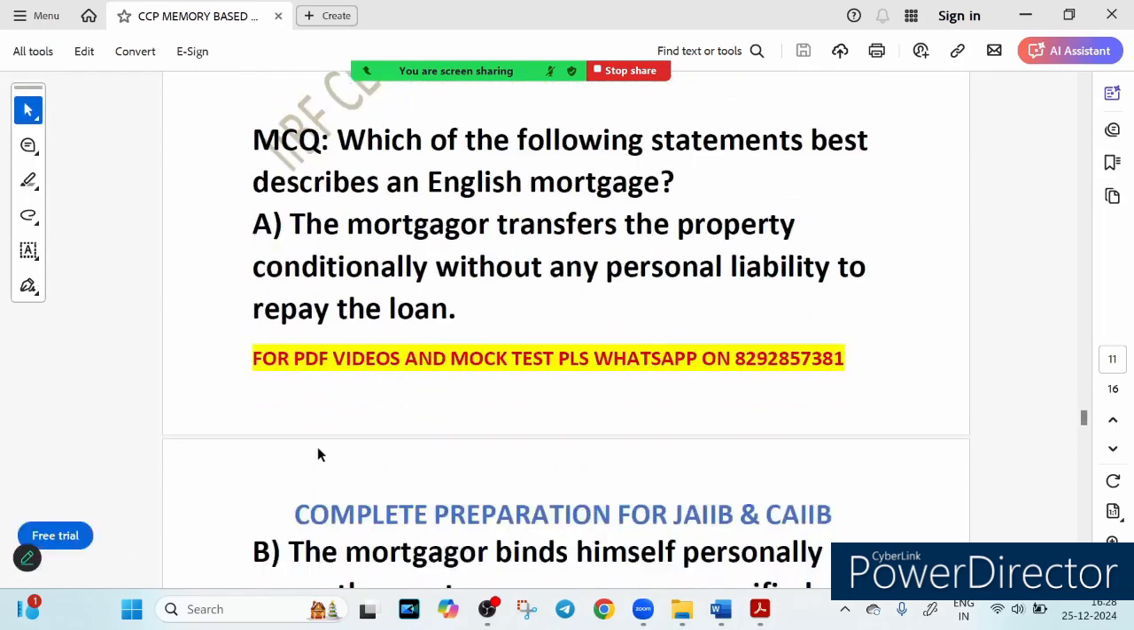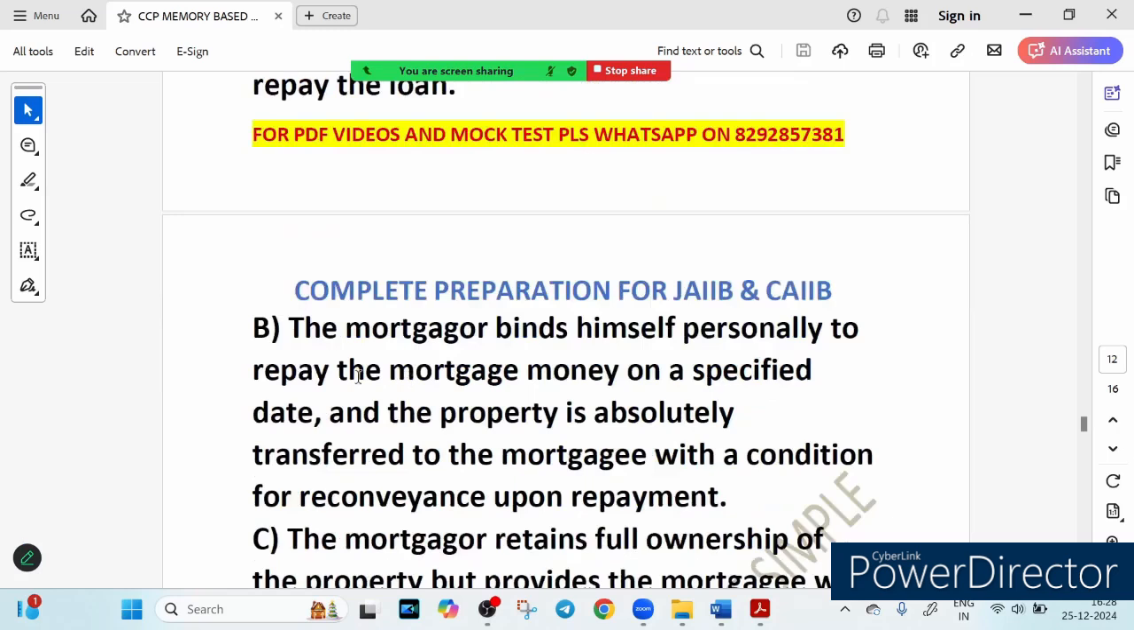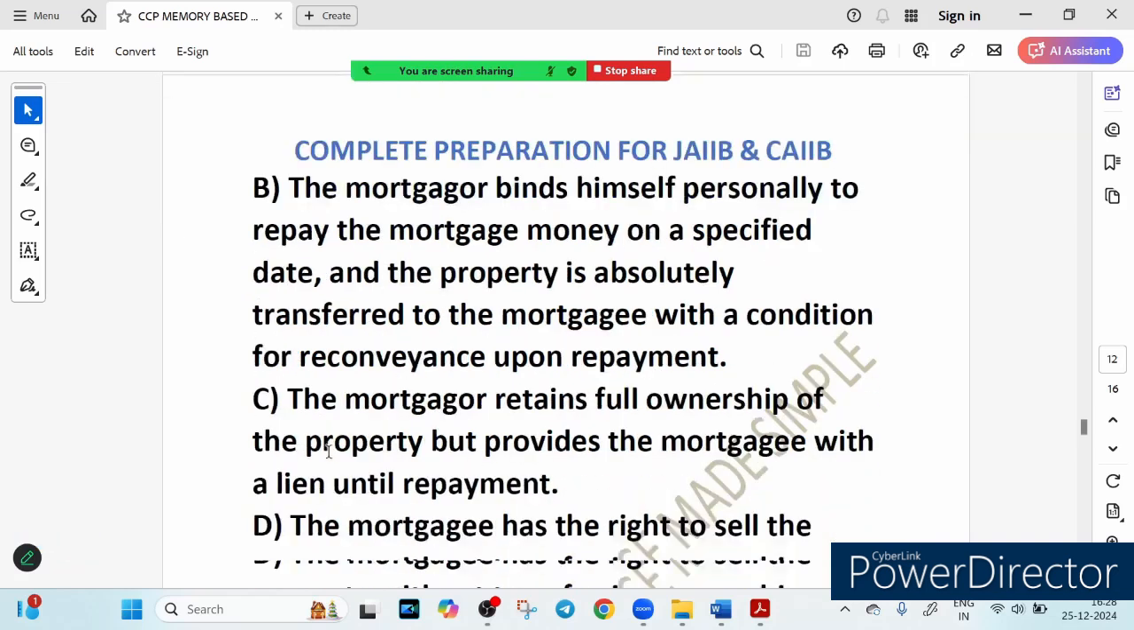Which of the following best describes an English mortgage? So options are given. You can see four options there. Option A says that the mortgagor transferred the property conditionally without any personal liability to repay the loan. Option B says that the mortgagor binds himself personally to repay the mortgage money on a specific date, and the property is absolutely transferred to the mortgagee with a condition for reconveyance upon repayment.